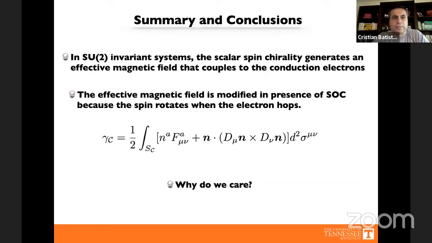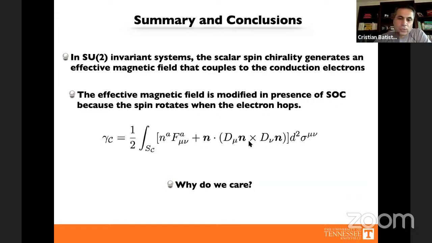So to summarize, let me say a few things. First, for SU2 invariant systems, the scalar spin chirality is what generates an effective magnetic field that couples to the conduction electrons. But in the presence of spin orbit coupling, we need to generalize this notion. Actually, non-coplanarity is not a requisite to have anomalous Hall effect or to have an effective emergent U1 gauge field. The actual expression is given by this formula that is the main result of the manuscript, and it tells us that both collinear and coplanar orderings can also produce anomalous Hall effect.